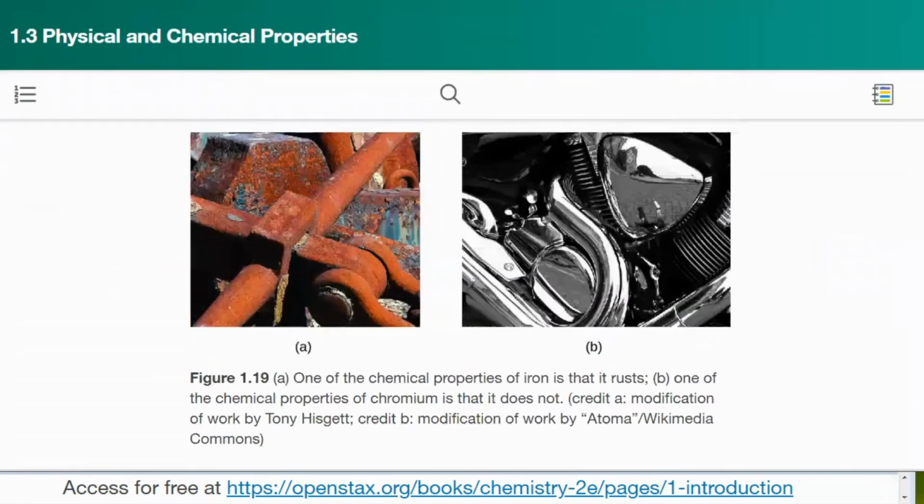Panel A, one of the chemical properties of iron is that it rusts. Panel B, one of the chemical properties of chromium is that it does not.